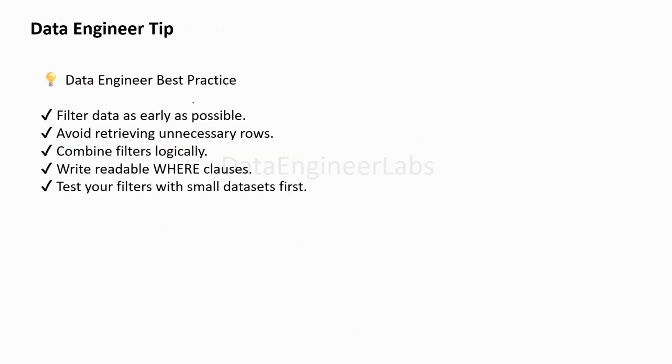Before we wrap up today, let's look at a few of the data engineer best practices related to filtering. Firstly, filter your data as early as possible. Avoid retrieving entire datasets unnecessarily. Second, retrieve only the necessary columns and rows. This keeps your query efficient and easier to understand.